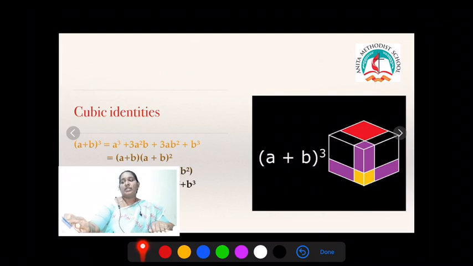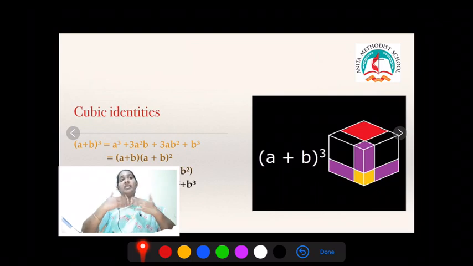Then a into b square, what? You will get ab square. Then add it, and with the b you multiply each term. When you multiply each term with b, then add the like terms, and you get a cube plus 3a square b plus 3ab square plus b cube. Okay, children? So now you know how this identity comes.